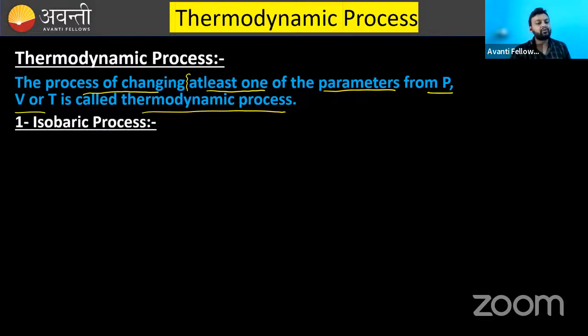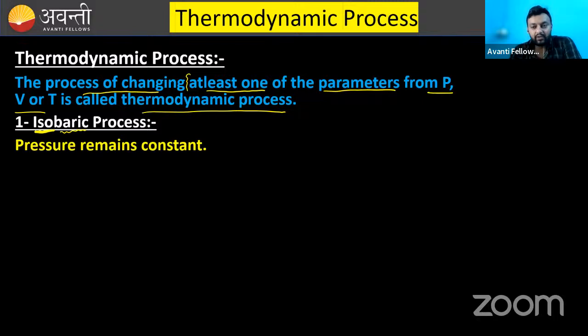First is the isobaric process. Whenever you see the term iso, it means constant. Baric or bar is used in terms of pressure. So the isobaric process is the process in which pressure remains constant. All other variables can change, but pressure will remain constant. That's the thing. This is called isobaric.